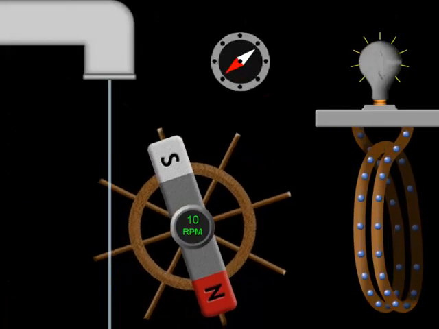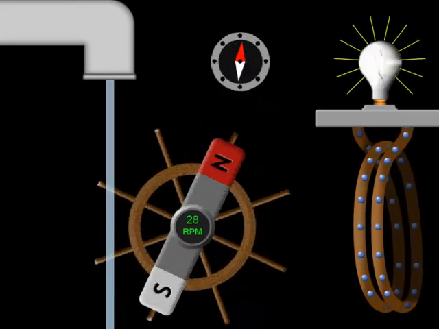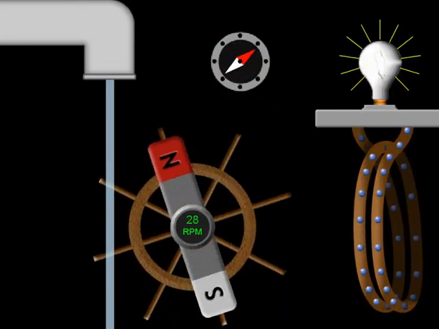Greater frequency of field change induces greater voltage. The frequency of the alternating voltage is the frequency of the changing magnetic field within the loop.